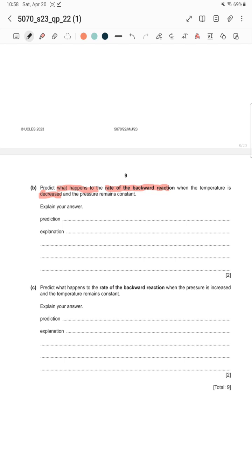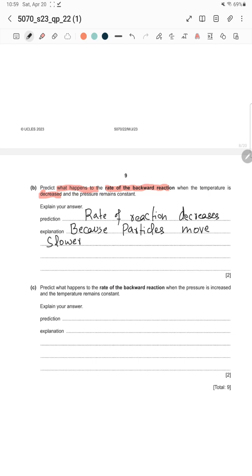So, what happens? Rate of reaction decreases because particles move slower and have less collision frequency.